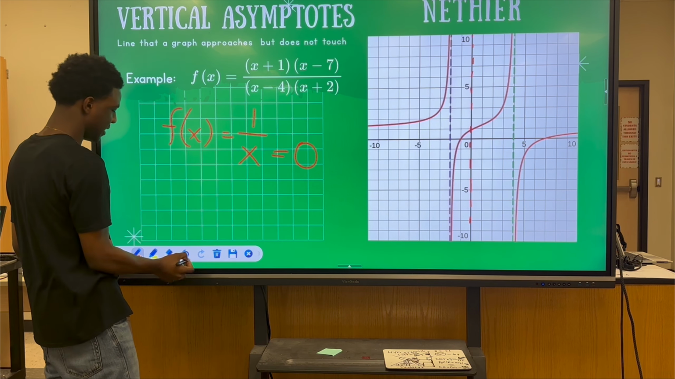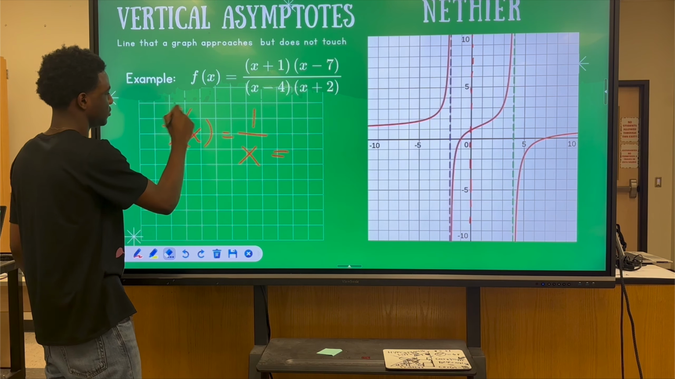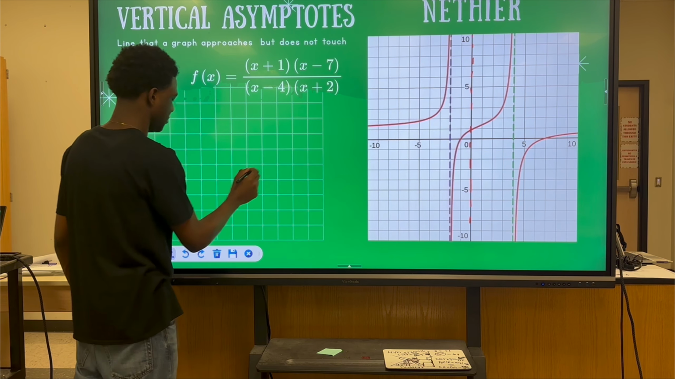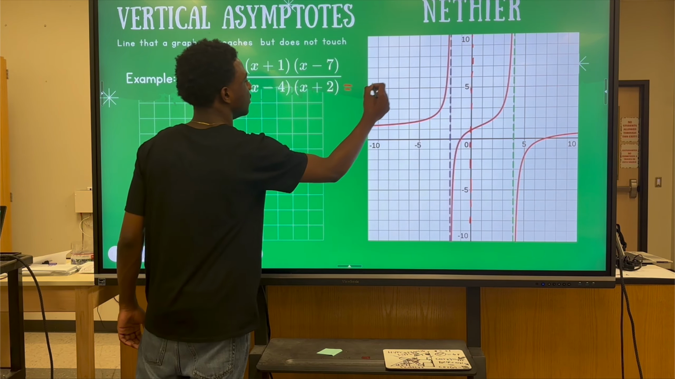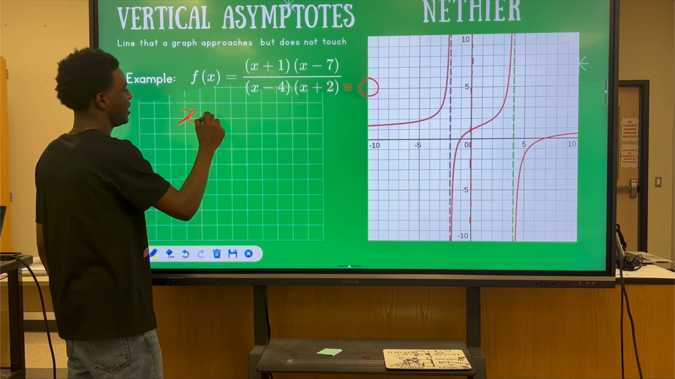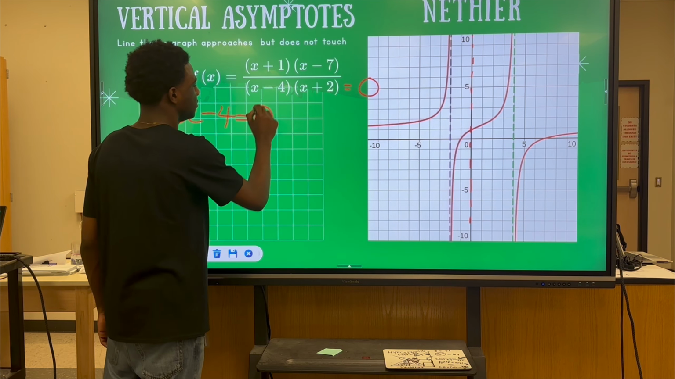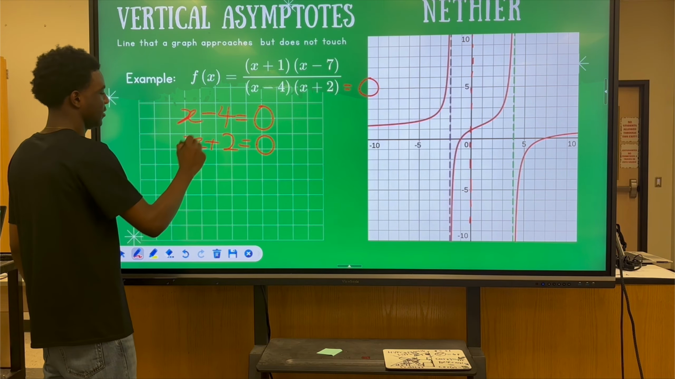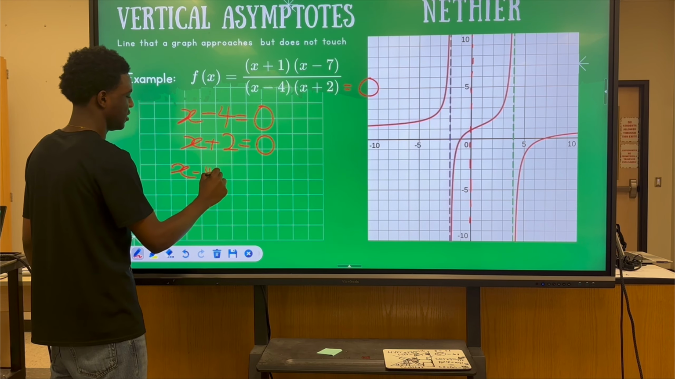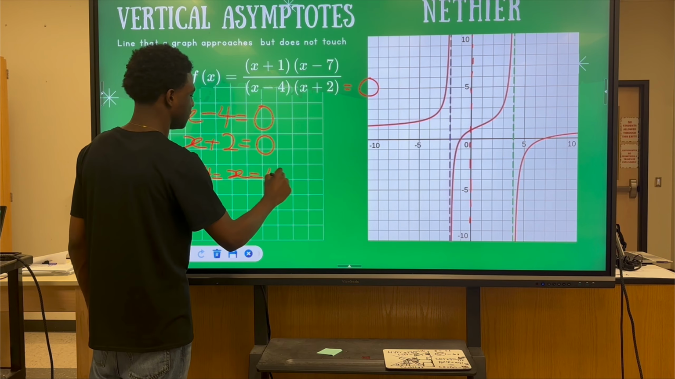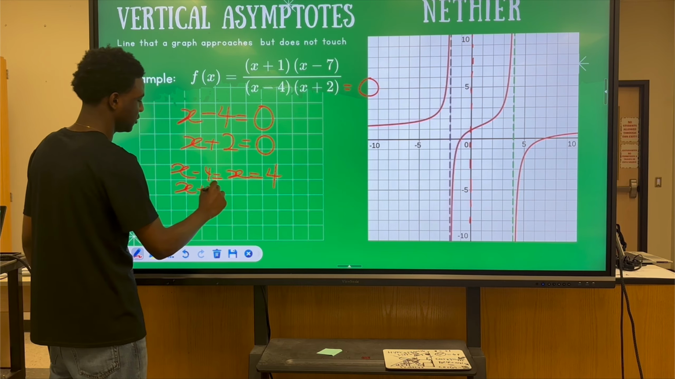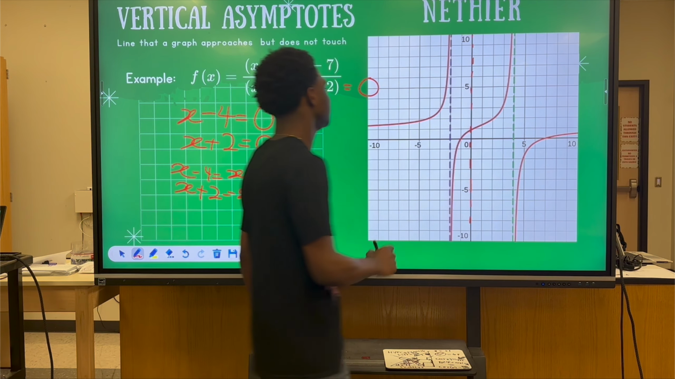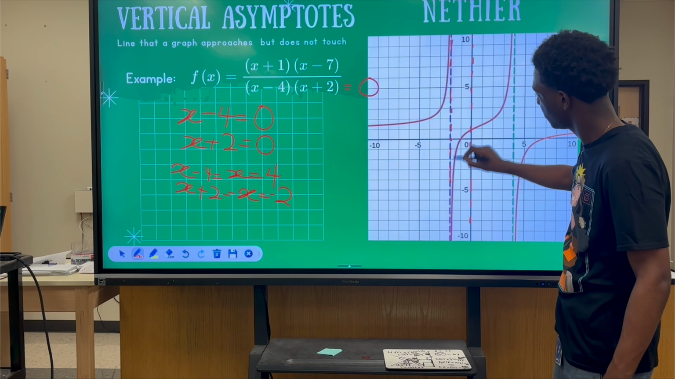So, to find the vertical asymptote of this example, set the denominator equal to 0. What do I mean? Set x minus 4 equals 0, x plus 2 equals 0. X minus 4 gives us x equals positive 4. X plus 2 gives us x equals negative 2, as it is shown on the graph here.